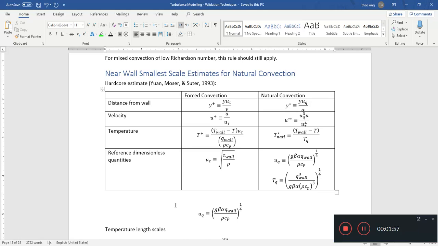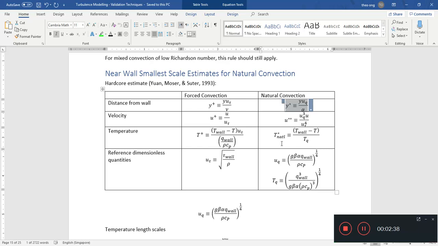Because if you want to do this near wall modeling, you see that the wall coordinates for these dimensionless quantities near the wall are done slightly differently. So instead of u tau, you use uq, the velocity based on the heat flux, and that's very important in natural convection. If you want to get dimensionless quantities, you want to get the scales near the wall, you've got to understand the scaling units near the wall for natural convection.